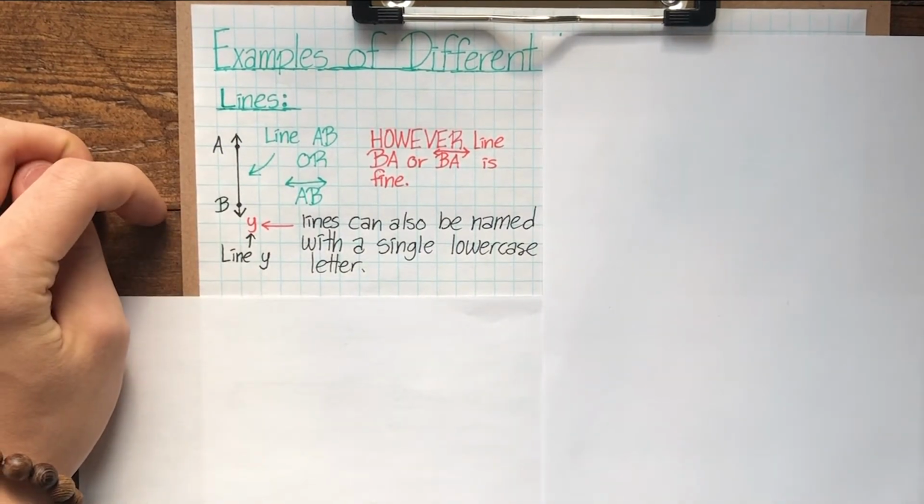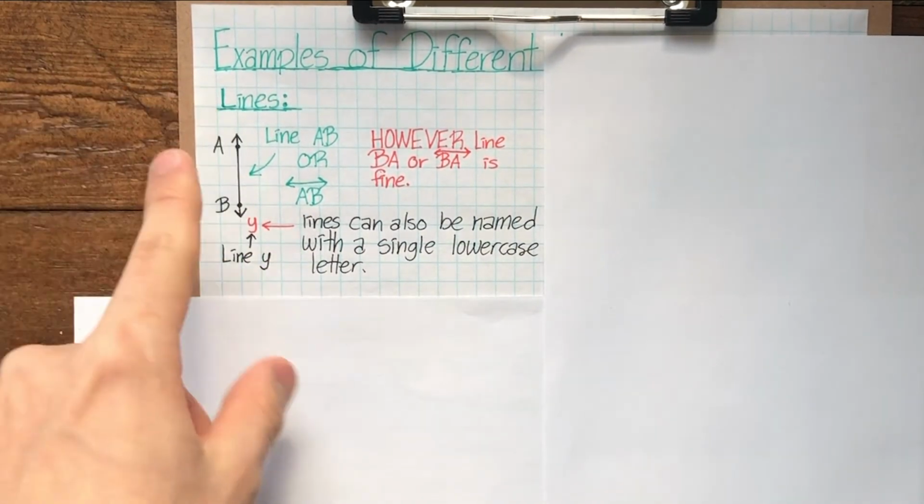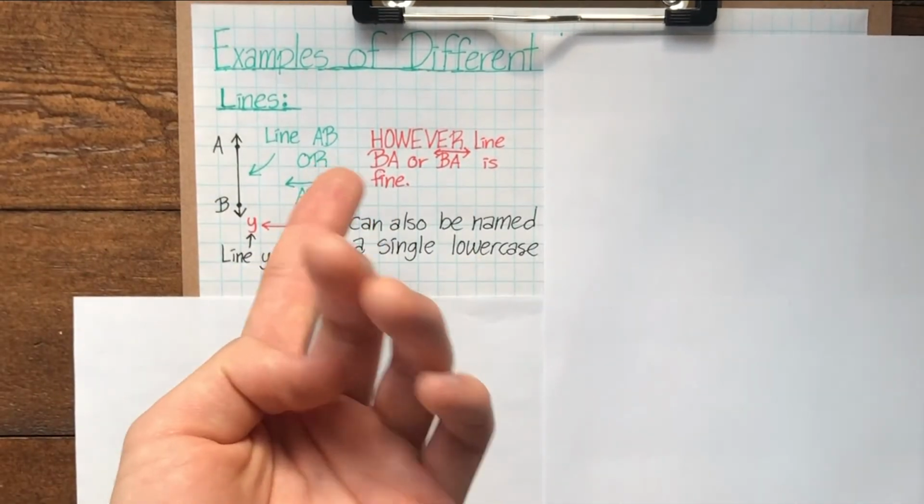Just because it goes on in both directions, there's not really one way you can label it, because there is a case where you cannot switch it around, but in this case you can, just because the line goes on in both directions. So it doesn't really matter which letter comes first.